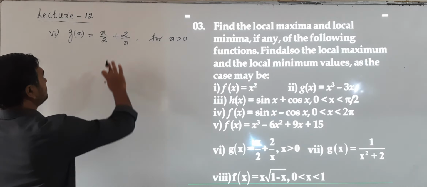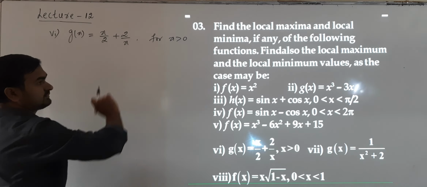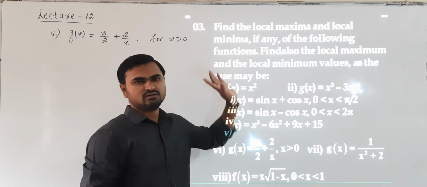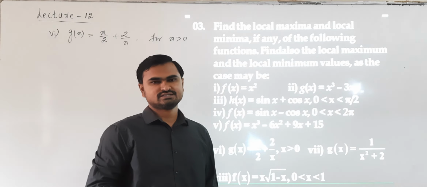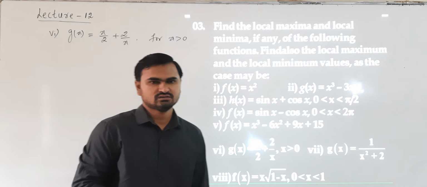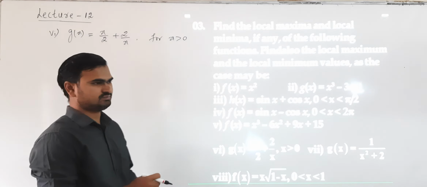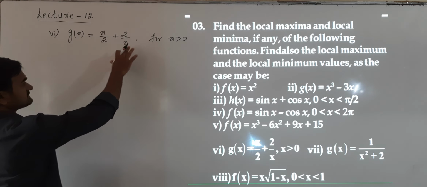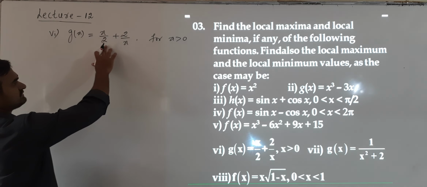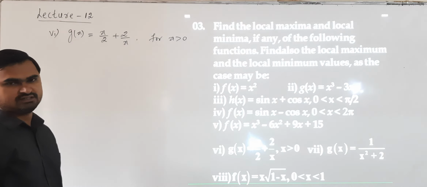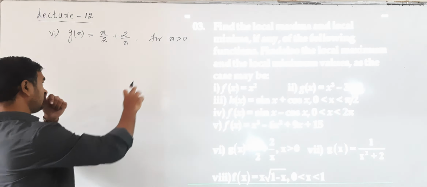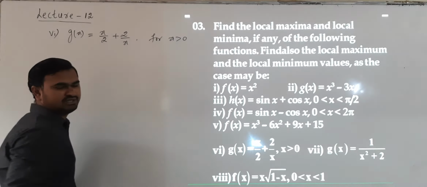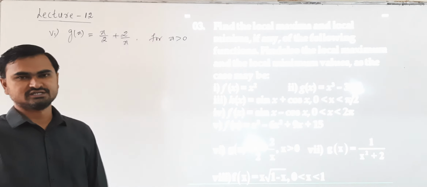We know that either maximum or minimum, that is local maximum or local minimum, always exists at critical points, where either f dash is 0 or the function is not differentiable. So let us find the critical points here. This function is differentiable everywhere except x equal to 0. But x equal to 0 is not included in the domain. So there is no point of non-differentiability.